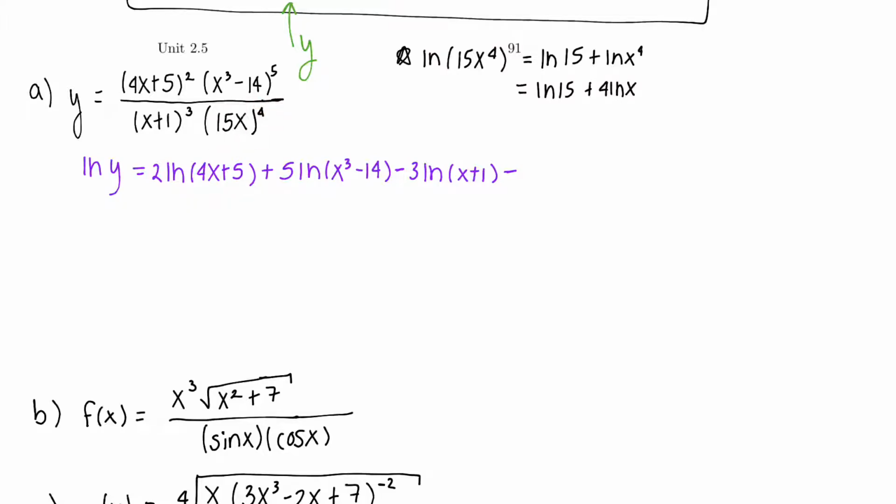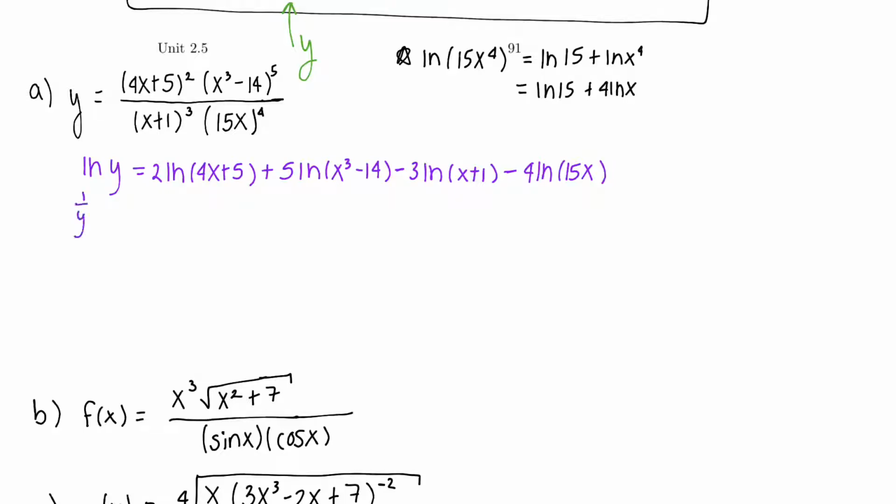But if I change it to be this way, where the 4th is on the outside, then the 15 does have the 4, and you can bring that 4 down in front. So we'll just change it. So minus 4 ln of 15x, which you could separate more if you wanted to, but I feel like it's pretty good at that point.